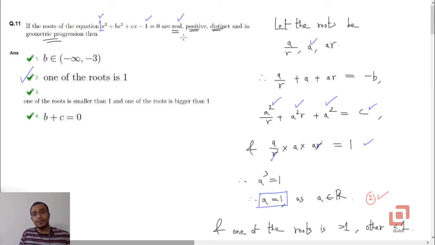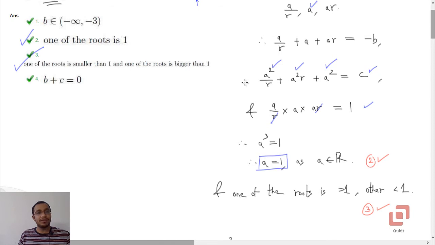Now see, because the roots are positive, r must be positive. So no matter what r is, if you are considering one of the roots as ar and the other one as 1 upon r, then because r is positive, one of the roots must be less than 1 and the other one must be greater than 1. So this also confirms option 3, only because both a and r are positive. So what remains to be tested is options 1 and 4. Let us first verify whether the 4th is right.